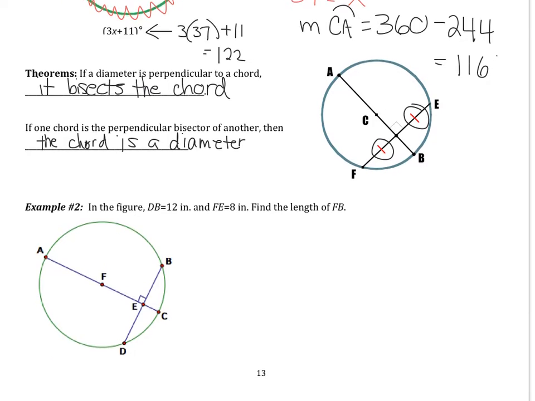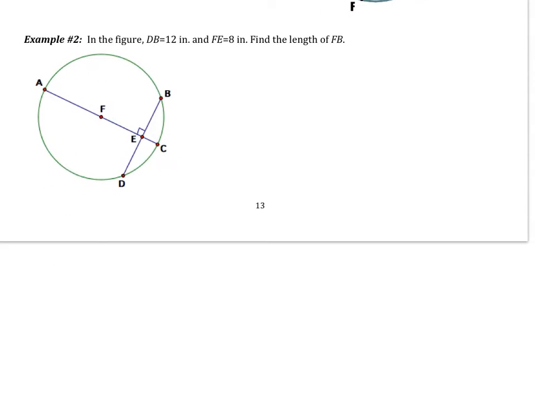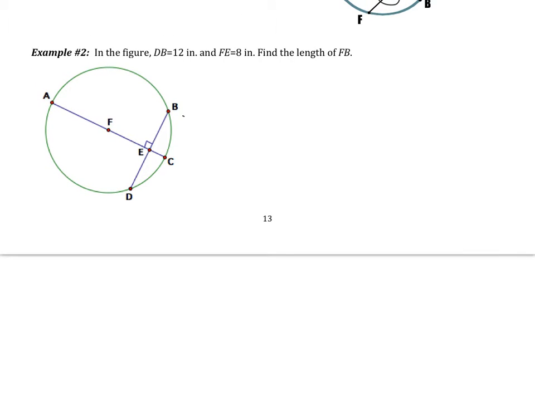Okay, so let's use that theorem for this next problem. Here we're going to be given some information. They told me that chord DB is 12 inches, FE is 8 inches. Well, DB is the entire chord right here. It's 12. Notice that AC is perpendicular to it. That makes it a diameter, and if it's perpendicular to it, that means it bisects it. So I can say that BE is equal to 6 and DE is equal to 6. Another piece of information they gave me is that FE is equal to 8, so I'm going to write that right there. They want me to find the length of FB.